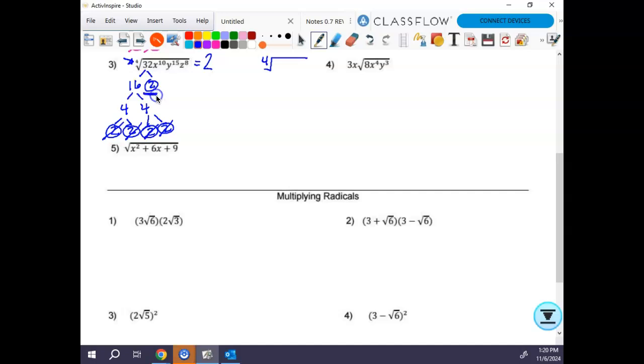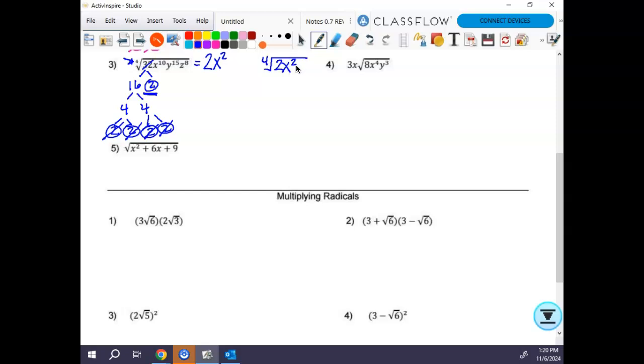This guy, and here's why I circle it. See him all up there? If you hadn't circled it, you might forget he was there. He's all lonesome. He has to stay inside. I'm done with the 32. Then I have x to the 10th. So I know something's going to come out because it's greater than 4. How many times does 4 go into 10? 2. With how much left over? 2. So then I have an x squared inside as well.